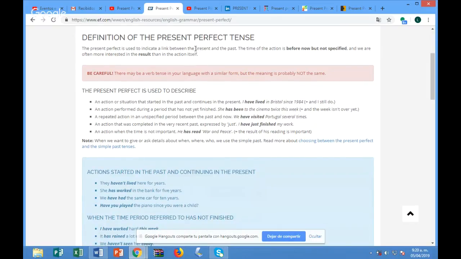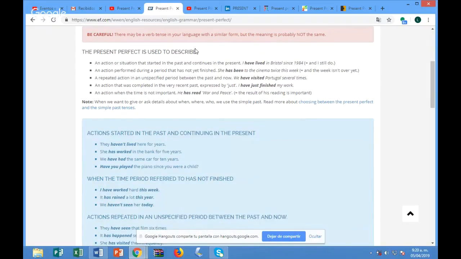So the present perfect is used to describe an action or situation that started in the past and continues in the present. I have lived in Bristol since 1984, but I still do. An action performed during a period that has not yet finished. She has been to the cinema twice this week, and the week is not over yet. So here they are talking about the period because the week is the period and still is the same week.